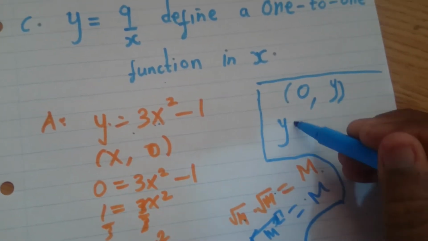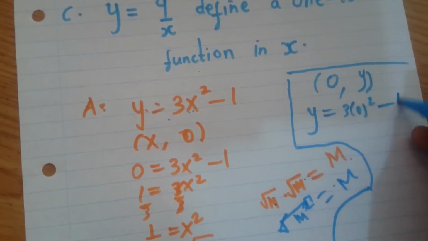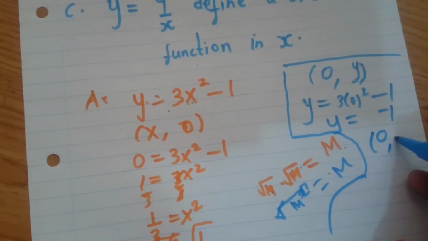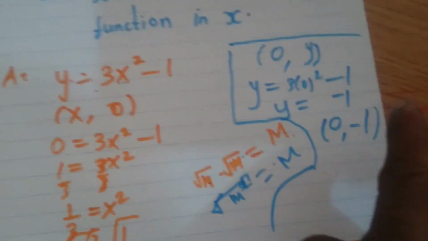So for the y-intercept, y equals 3 times 0 squared minus 1, and the y-intercept is equal to negative 1. So it's the point (0, -1). Now we have all the coordinates of the x-intercept and y-intercept, so we can draw a graph.